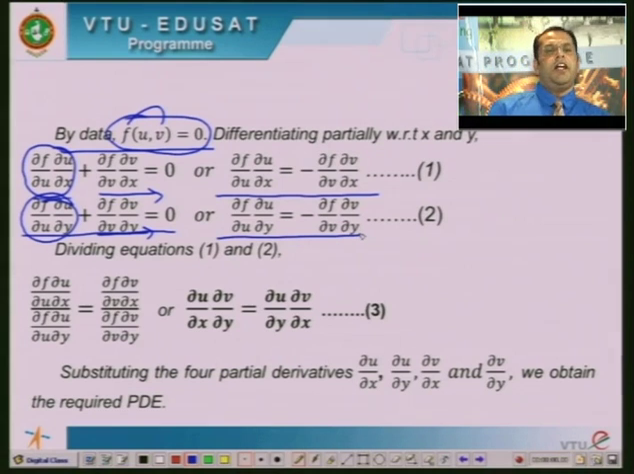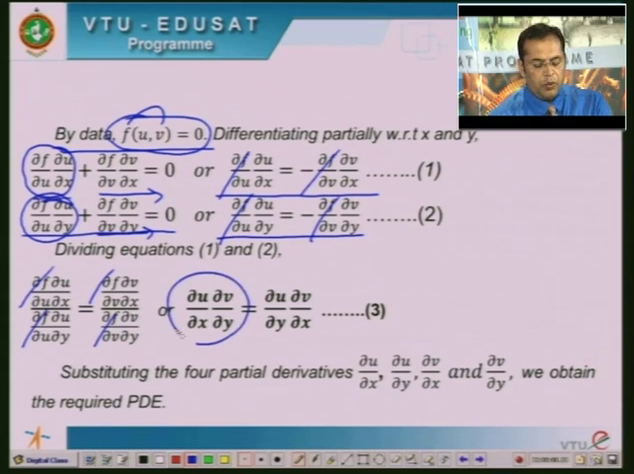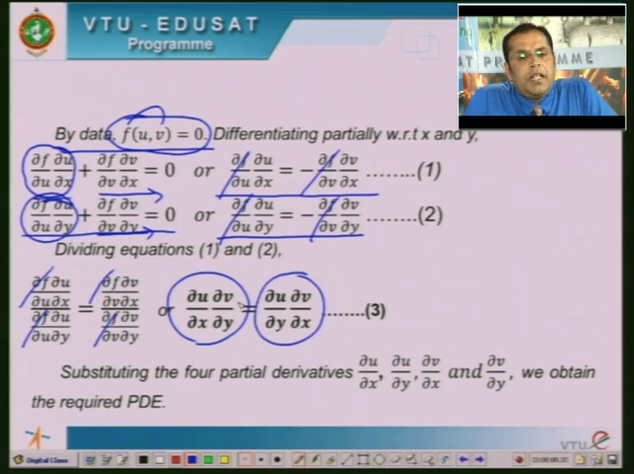So, again divide equations 1 and 2. So, in the LHS this will cancel. So, you can see the division shown here. So, this will cancel. In the RHS, the negative sign as well as dou f by dou v will cancel, leaving you dou u by dou x by dou u by dou y equal to dou v by dou x divided by dou v by dou y, or on cross multiplication you get dou u by dou x into dou v by dou y equal to dou u by dou y into dou v by dou x.